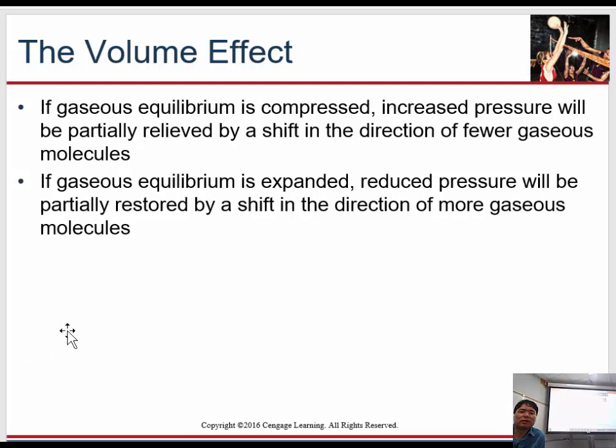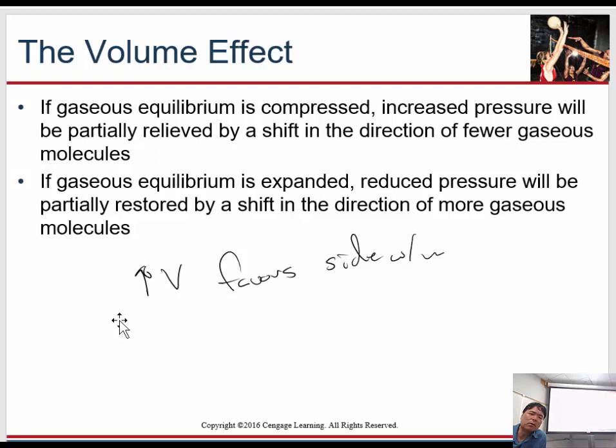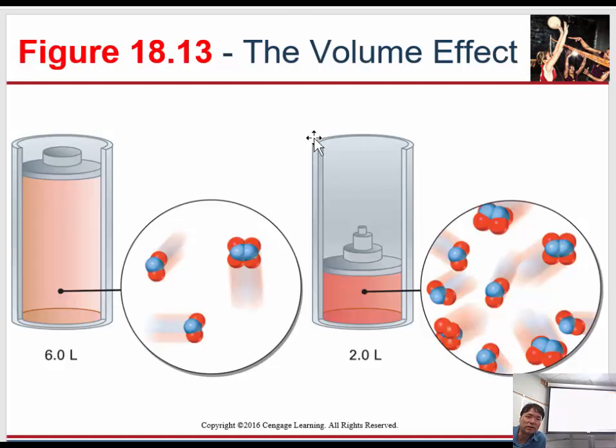There's also a volume effect too. If we increase the volume, it favors the side with more moles of gas. If we decrease the volume, it favors the side with less gas. So let's take a look at an example here, Le Chatelier's principle. So we have two, looks like NO2s and one N2O.